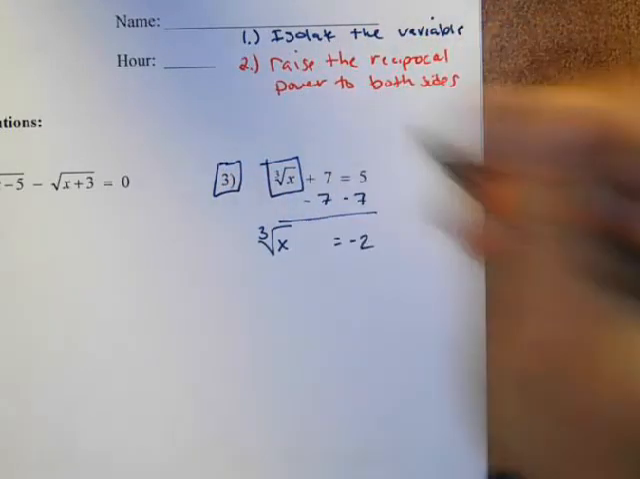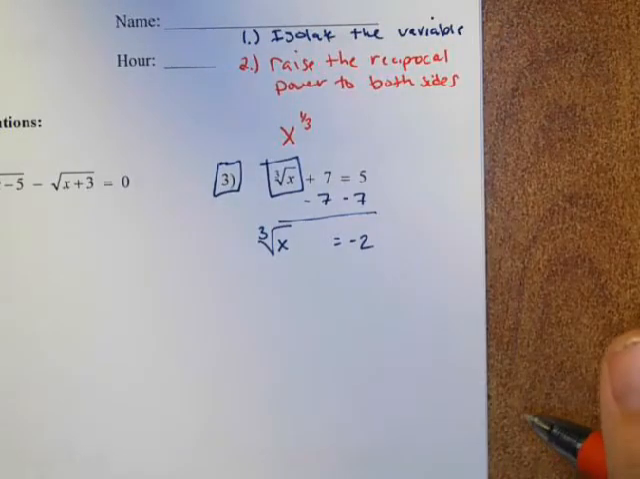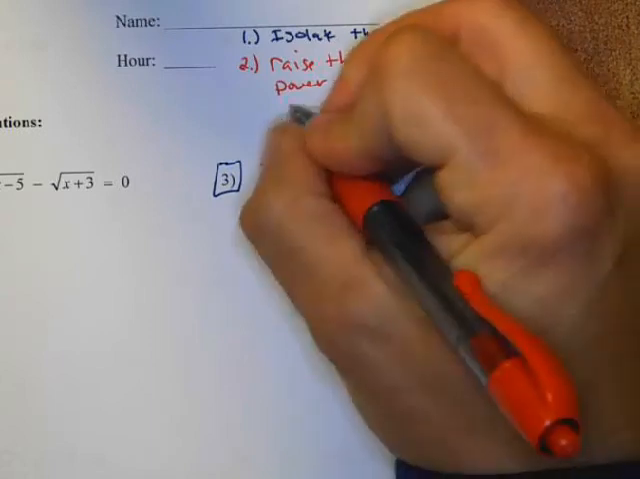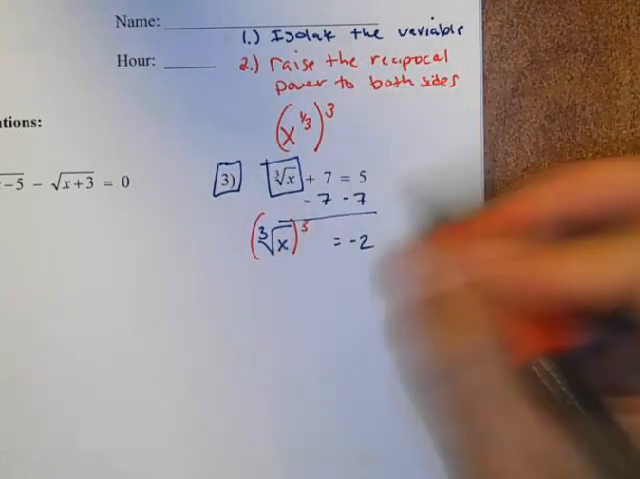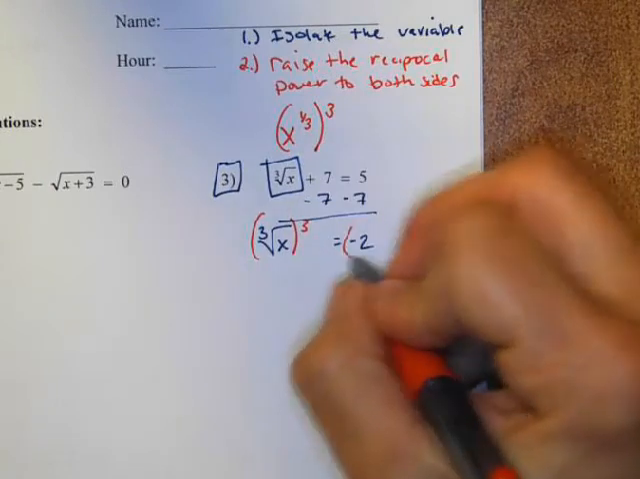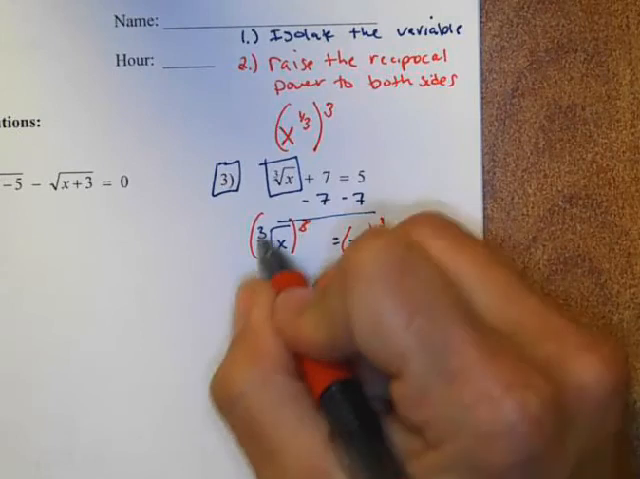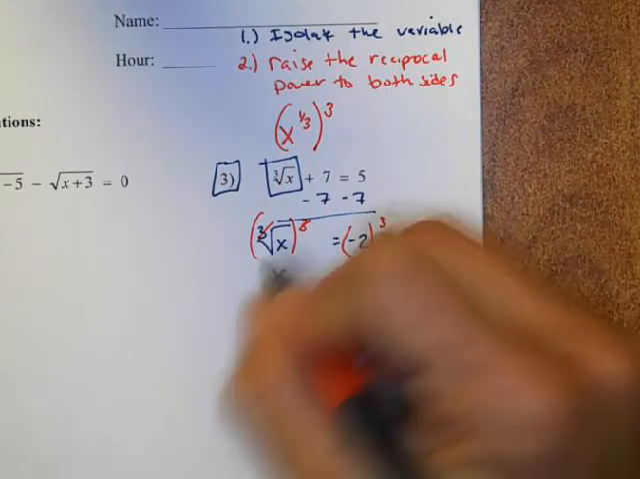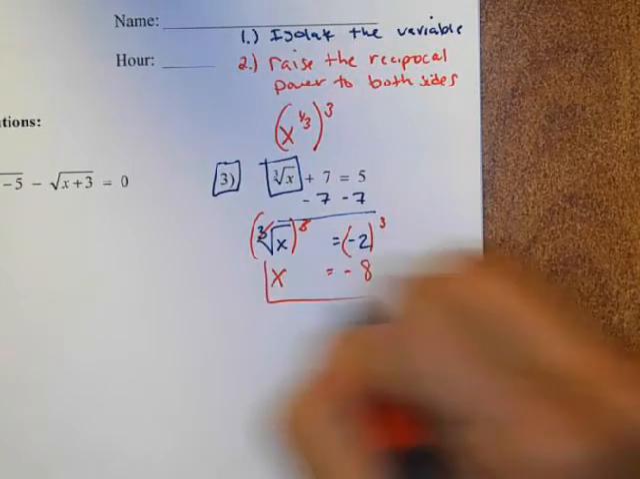And technically this cube root is the 1/3 power. So the reciprocal of 1/3 would be raising it to the 3rd power. Now you can rewrite these with the fractional exponent if you want. It's just kind of an added step that we don't really need to do. Once you cube the cube root, the radical goes away, and then I'm just cubing -2, which is -8.